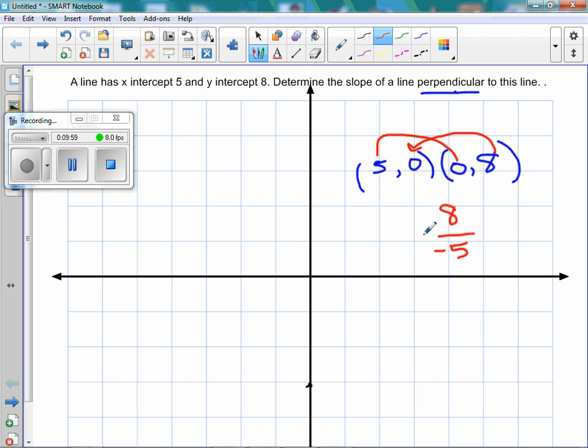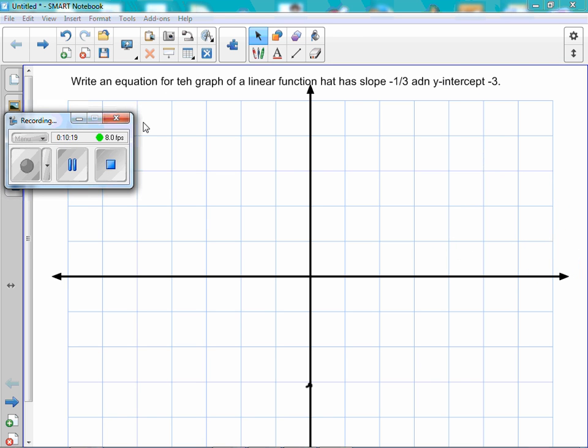So a line perpendicular, what do we know about perpendicular lines? Opposite reciprocal. So we're going to reciprocate, make it 5/8. We're going to take the opposite sign, make that a positive. So the perpendicular line would be 5/8.